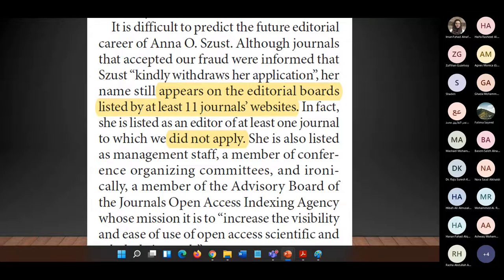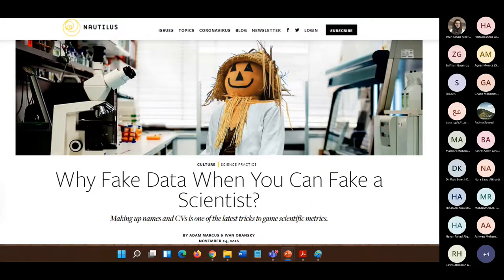So some people ask, why fake data when you can fake a scientist? This is how easy things are in predatory publishers.